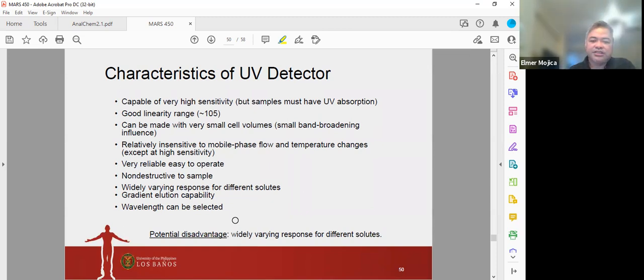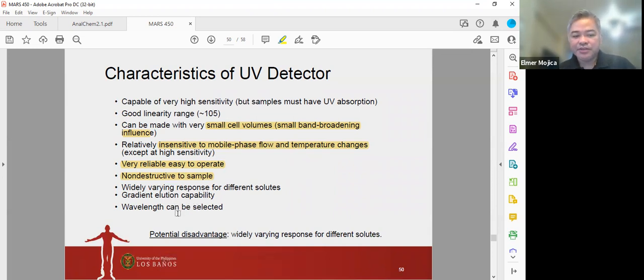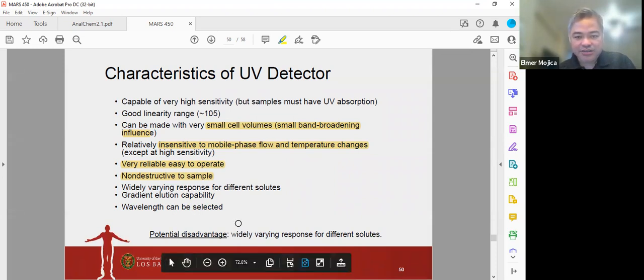linearity range. It can be made with very small cell volumes with a small band broadening influence. It's relatively insensitive to the mobile phase flow and temperature changes, except at high sensitivity. It's very reliable and easy to operate. It's a non-destructive sample. Gradient elution is capable, and the wavelength can be selected. The potential disadvantage of using UV is the widely varying response for different solutes.